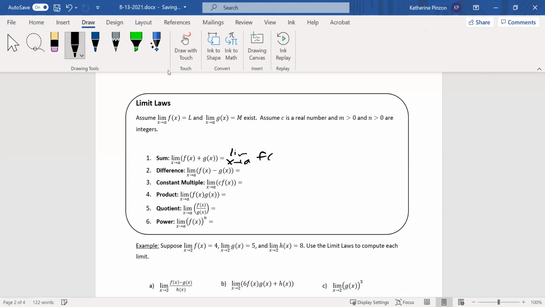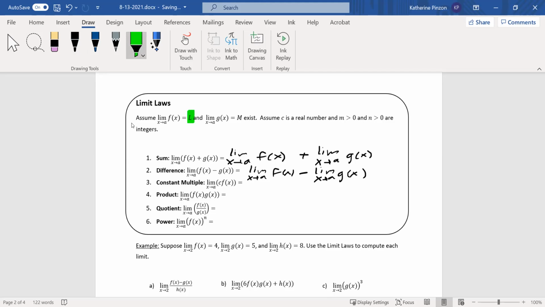Limit as x approaches a of the first function, f of x, plus limit as x approaches a of the second function, g of x. Same thing happens with the difference. You can distribute that limit across the differences. So you're going to do limit as x approaches a of f of x minus limit as x approaches a of g of x. If we use these values that they give us up here, limit as x approaches a of f of x is L, and limit as x approaches a of g of x is M, then this first one I could write as L plus M. The second one I would write as L minus M.